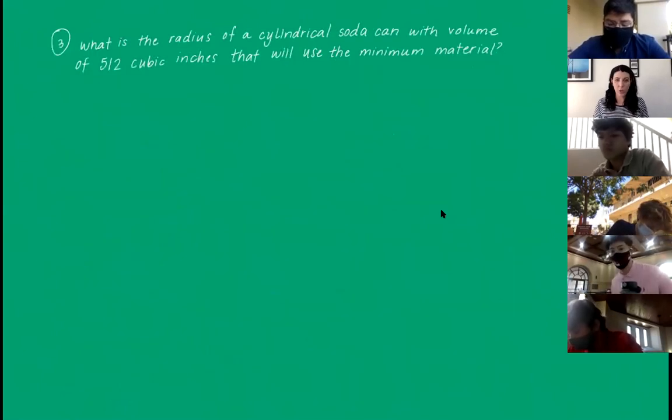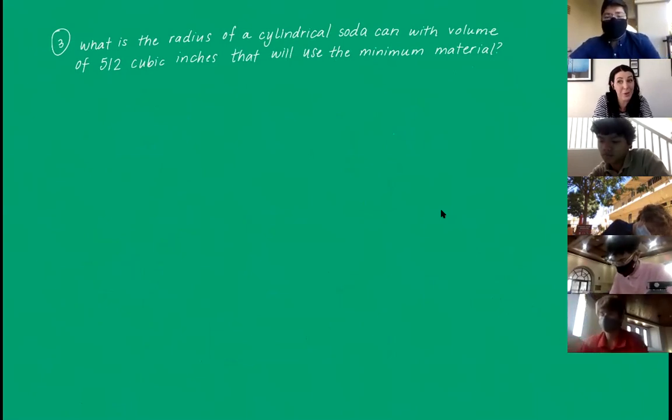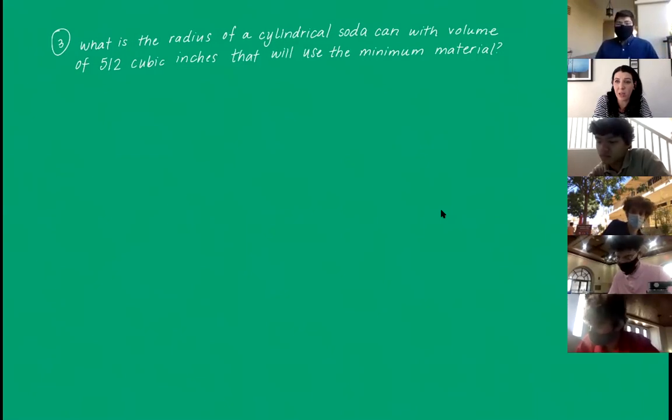Okay, let's go on. So this one says, what is the radius? So maybe in your work, just write radius question mark. That way you know what you're finding, because I'm going to send you to small groups for a big portion of this one. Okay, of a cylindrical soda can. So we're dealing with a cylinder, just like a normal soda can, with a volume of 512 cubic inches that will use the minimum material. So I want the minimum material used. So I have a tin can, I'm trying to use the least amount of aluminum there, okay? I have a volume that is equal to 512.